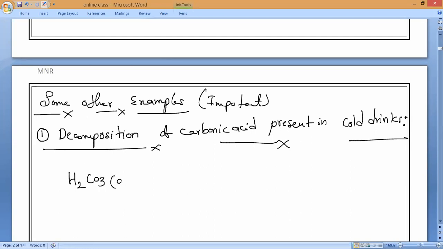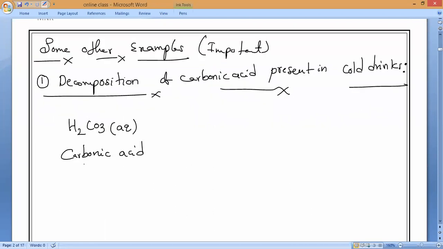Carbonic acid is in the aqueous state. Remember, this is prepared in the laboratory. Understand? So that is why this acid is called a mineral acid. But actually, all the mineral acids are very dangerous. But the safest or least harmful one among the mineral acids is carbonic acid.